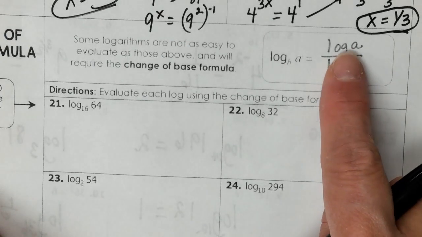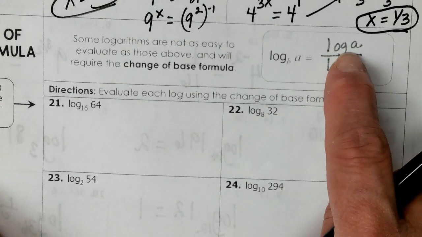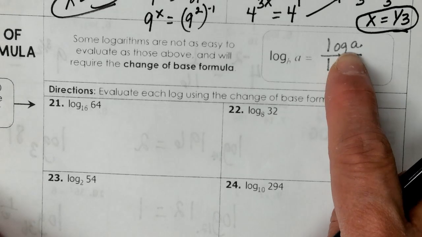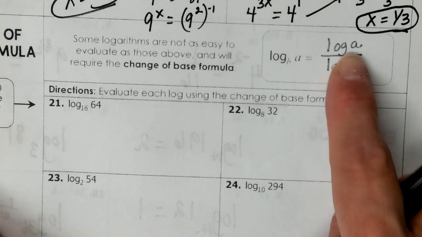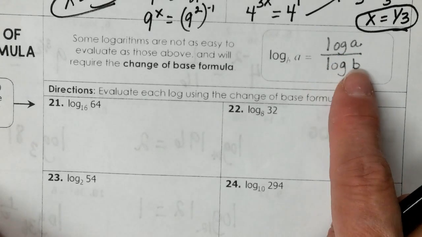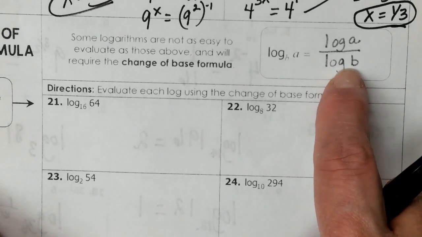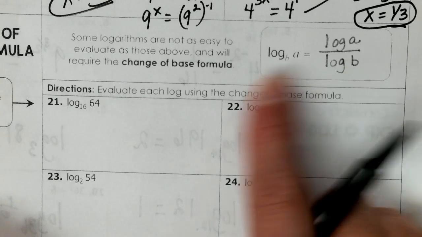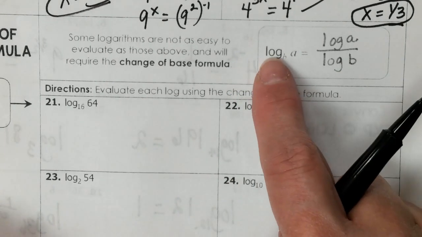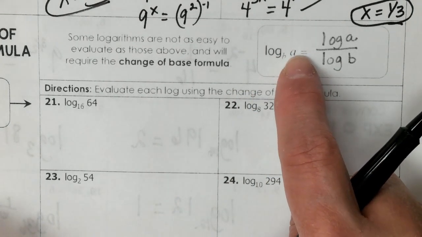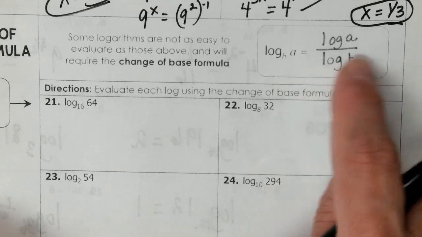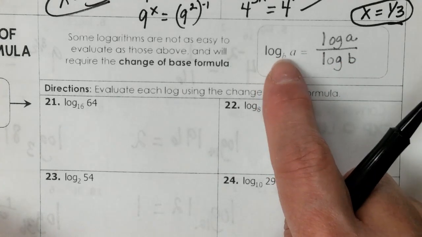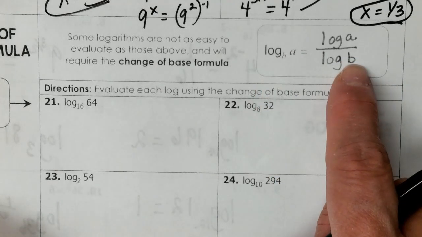Notice up here on top, log A has no base number. That's because they made it a 10. And notice down bottom, log B has no little base number right there. It's because they turned it into 10s. But be careful. Notice they do log of the number A divided by log of the little base number. Okay.